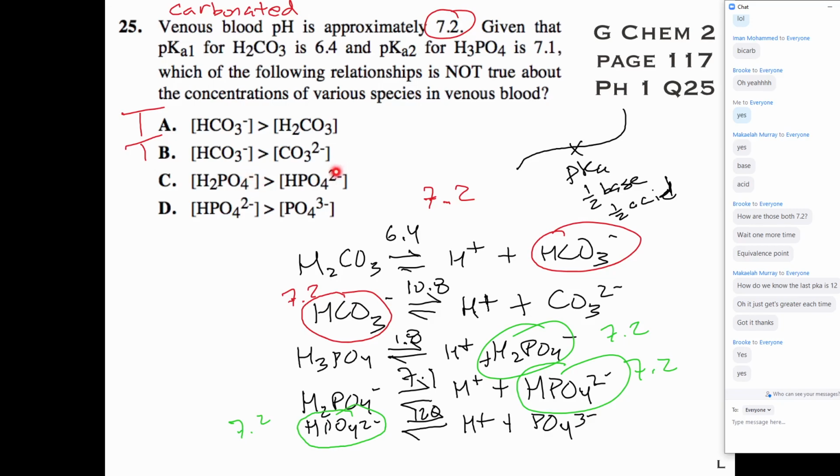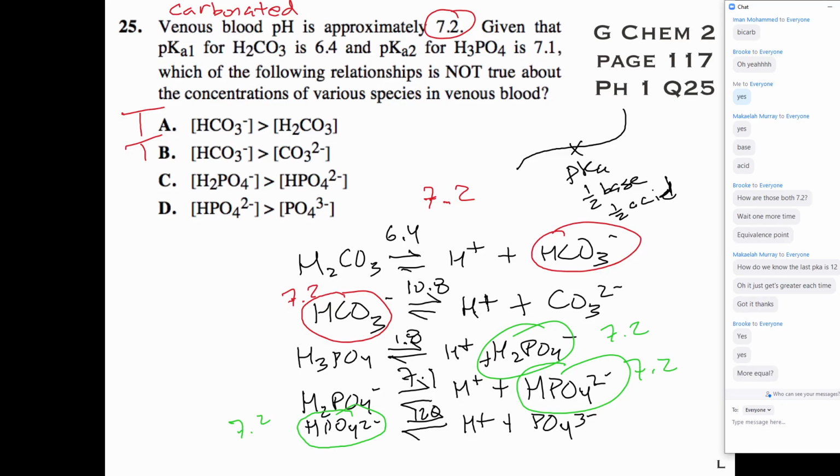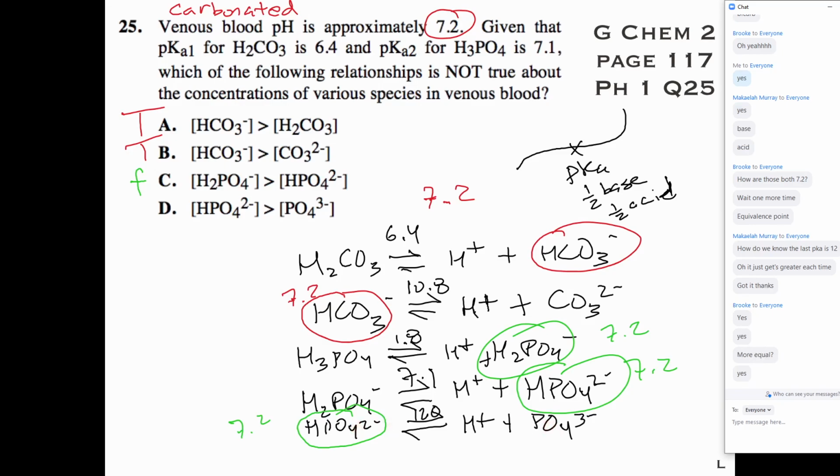Is the -1 going to be more favorable than -2? That looks false to me, really close to equal, but do you agree? Really, really close, but because 7.2 is slightly higher, it's going to be slightly more of this. So the 2 minus is going to be slightly higher concentration. And then finally, do you agree the 2 minus is definitely going to drown out that one? So I have a definitely true, a false but close to equal, and a definitely true. What is the best answer?